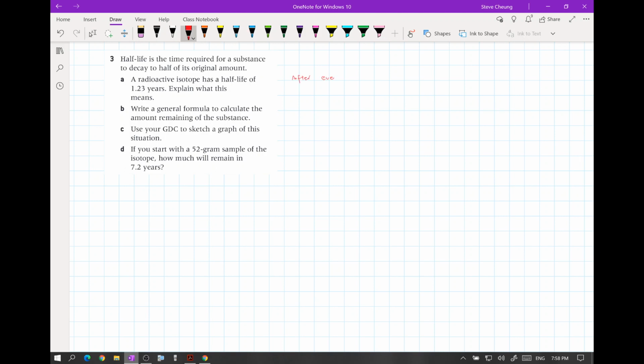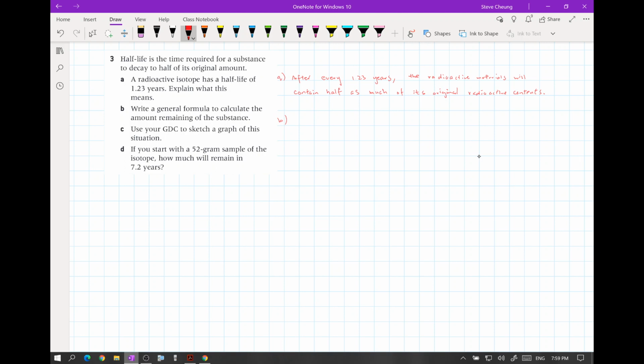After every 1.23 years, the radioactive material will only contain half as much of its original radioactive content. Something along that line.